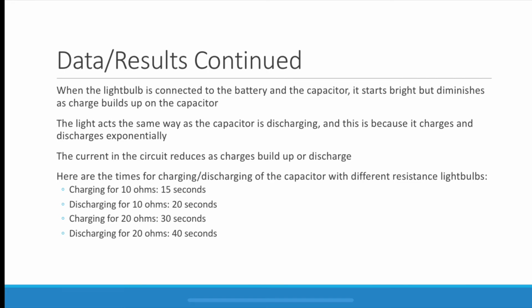The charging time for the 10 ohm light bulb was 15 seconds. Discharge time was 20 seconds. For the 20 ohm light bulb, it was 30 seconds to charge and 40 seconds to discharge.